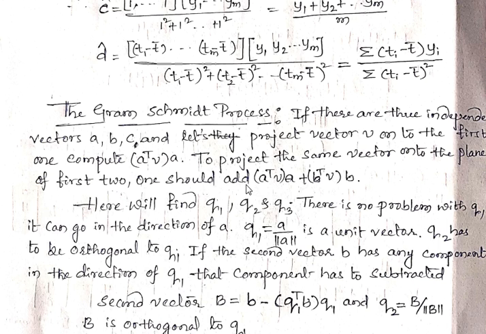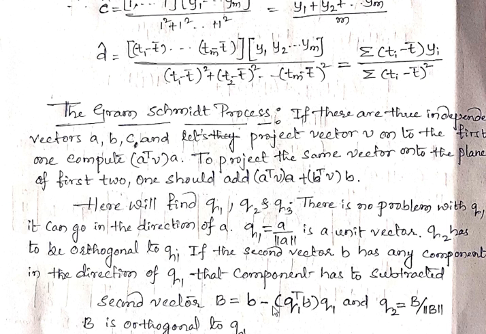In this method, Q1, Q2 and Q3 are found. Theoretically, the method of finding Q1 is A divided by the magnitude of A. In finding Q2, B will come, this capital B, which is B minus Q1 transpose B into Q1. And how it is found, we'll see in the example. Q2 is equal to B divided by the magnitude of that.